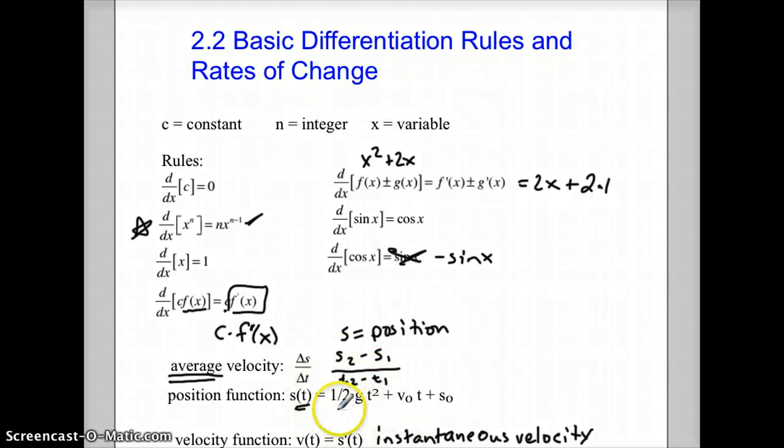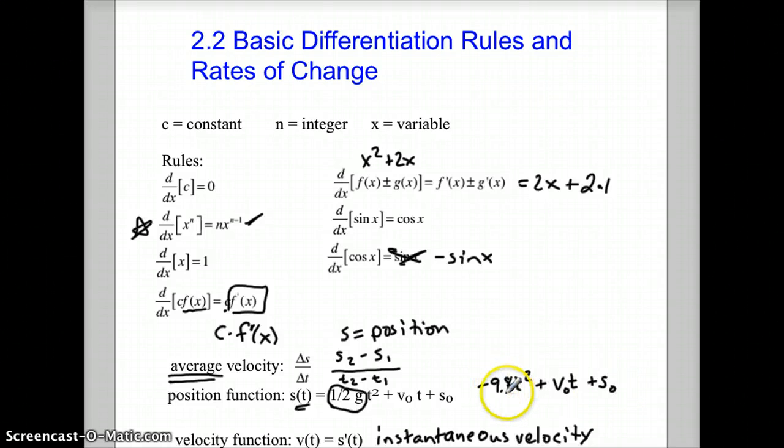Position function, you're going to have to be familiar with this because it's going to come up a lot in our calculus book. It's 1/2 times the pull of gravity, so it's negative 9.8 t squared, plus the initial velocity times t. If you just drop it, the initial velocity is 0, but if you shoot it out of a cannon or throw it, it's going to have some initial velocity. And then s sub 0 is the initial height. If you drop it from a cliff, you need to know the initial height, but if you're throwing it from the ground or kicking it, then the initial height is 0.